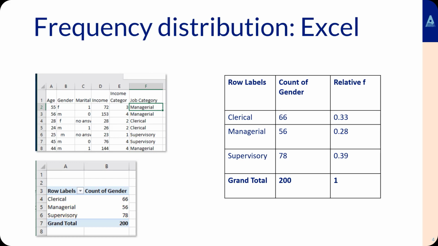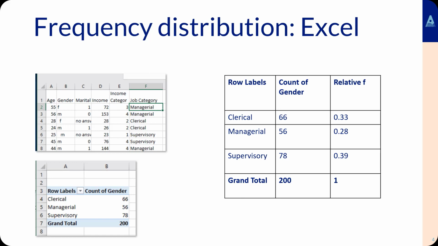Just to note there, in the pivot table it says count of gender. We're actually counting the entire row, the entire subject. So we're saying there's 66 rows which had clerical as the job category. But the way the pivot table works is you have to pick a column to count. So you could count age or gender or income. It wouldn't matter what's in there. It's just counting, does it exist or not exist. So if there's an F in gender, it exists. If there's a 72 in income, it exists. So the only column that you don't want to count is a column that has blanks in it. So any other column is fine.